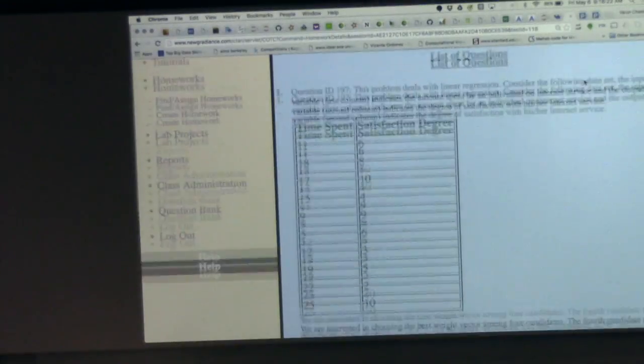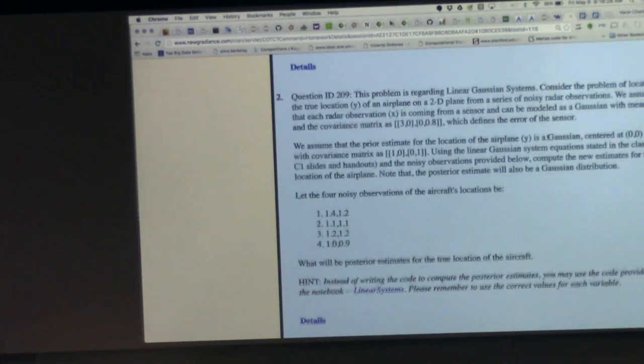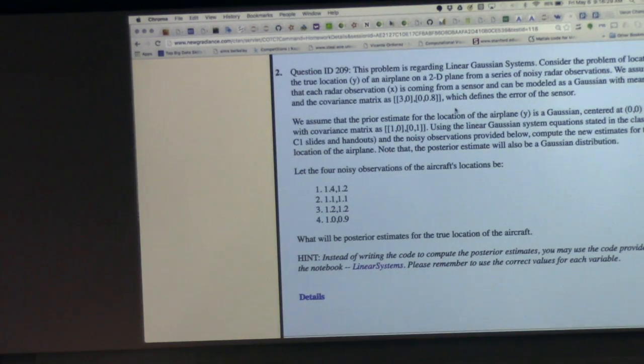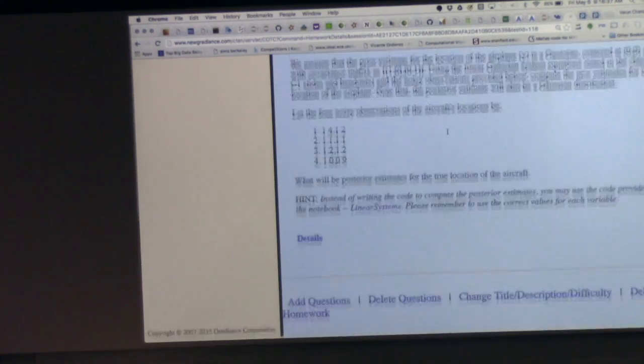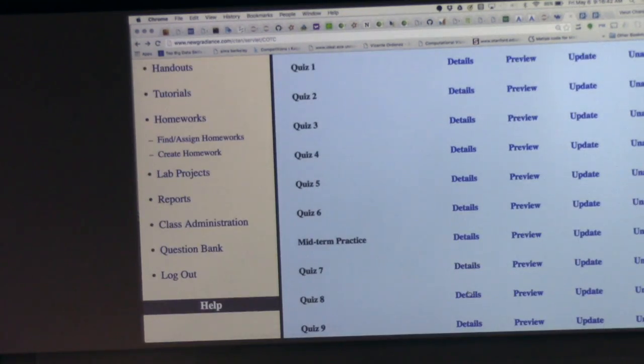Okay, so I'm assuming that makes sense. This is a question about linear Gaussian systems. I told you last class that we won't be covering this, so you can ignore it. But if you have questions about it just for the future, please come by and we can talk about it as well. All right, let's move on to the next, quiz 8.